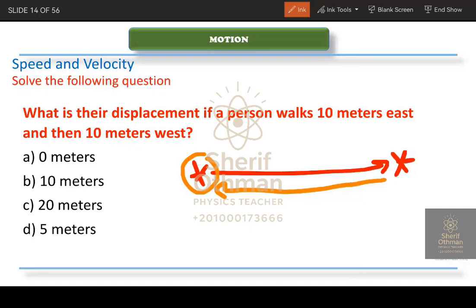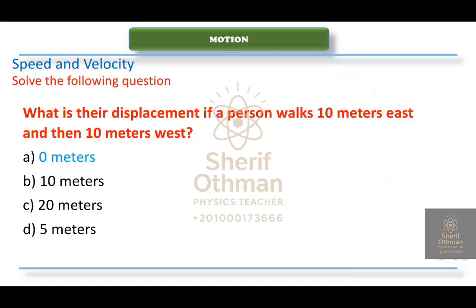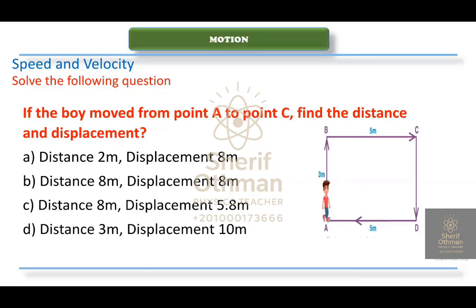While distance is the total path moved. So in this problem, if you are calculating the distance, it will be 20 meters, while displacement is 0. So as we said, displacement is 0. If the boy moved from point A to point C, find the distance and displacement.